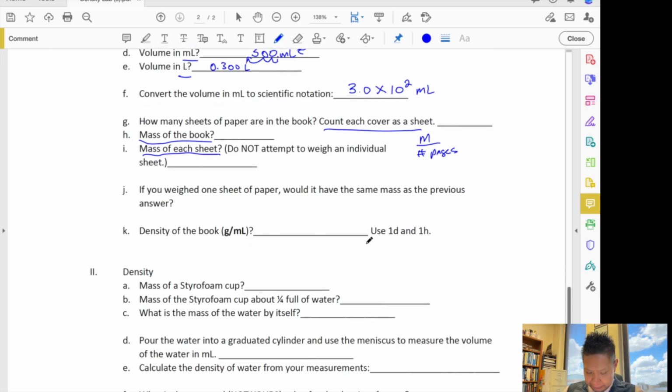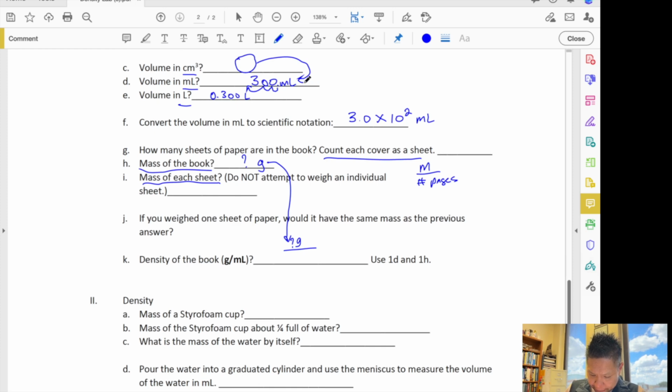Then what is the density of the book? Well, that's easy because you have the mass of the book right there, which should be in grams right here, by the way, if you didn't know this. So that's good. That number goes down here, at the top, whatever grams you had. I don't know what the number was because it's your book. And divide that number by the volume of the book, and that would be the milliliters right here.